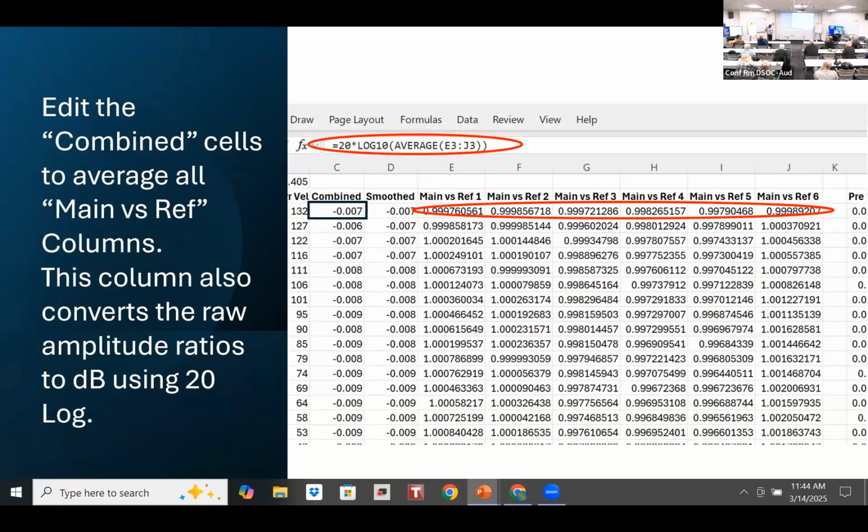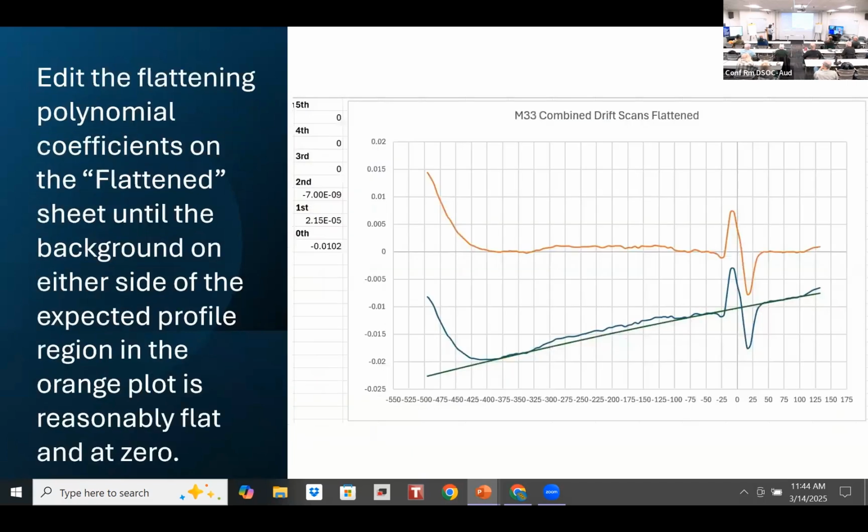And if I have multiple observation days, I just have multiple main over transit columns, and then I average all those together and convert to dB in this combined column. Then the last thing I do is I use a polynomial flattening function to correct the background drift, because it never stays totally flat, it moves around. A lot of times I can get by with a first order, just a linear fit, but sometimes I do need a second order. I've never had to go into third, fourth, and fifth order.